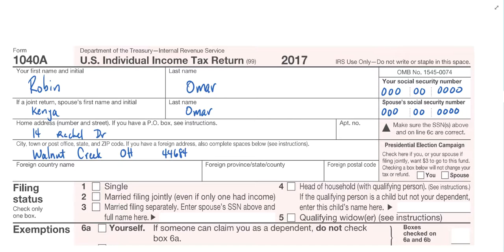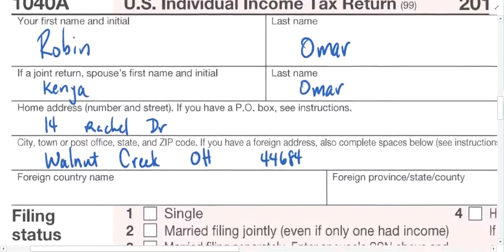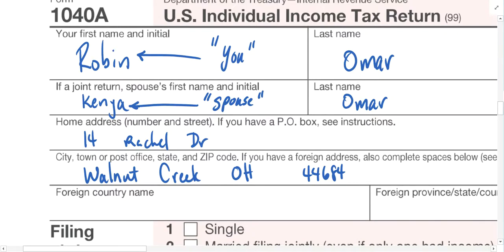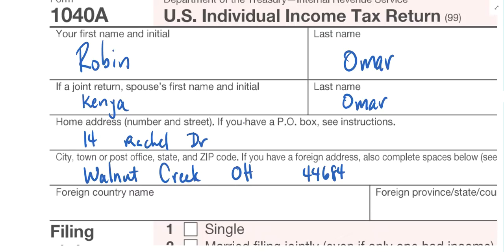Okay, so there's the information from the two W-2s. I went ahead and listed Robin first and then Kenya. It really doesn't matter which order you place these in, but if the instructions later mention the phrase you or the phrase spouse, then by listing the two people in this order, when they say your income or how much money did you make last year, that's referring to this first person, and then how much money did your spouse make or what did your spouse contribute, that would be this person. So that's really the only piece of information we've got to keep clear here. Otherwise, it makes absolutely no difference who gets labeled first or second.